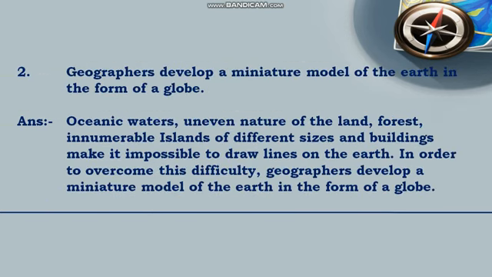Second, geographers develop a miniature model of the earth in the form of a globe. Answer: oceanic waters, uneven nature of the land, forests, innumerable islands of different sizes, and buildings make it impossible to draw lines on the earth. In order to overcome this difficulty, geographers develop a miniature model of the earth in the form of a globe.